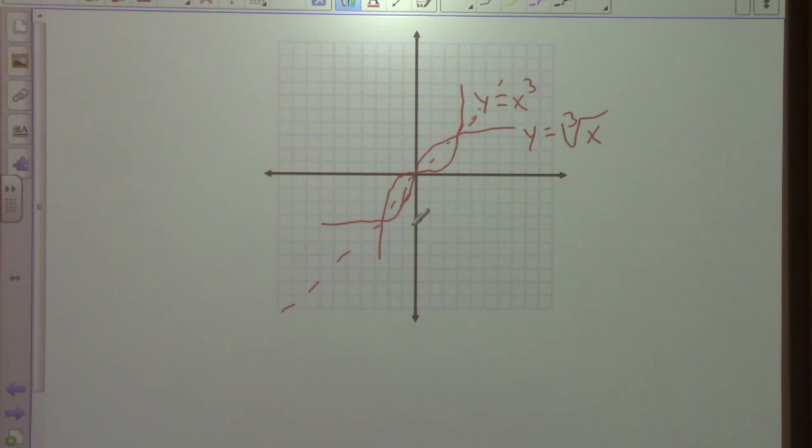Okay, any questions on this right now? Okay, we'll be working more on inverse type problems tomorrow.